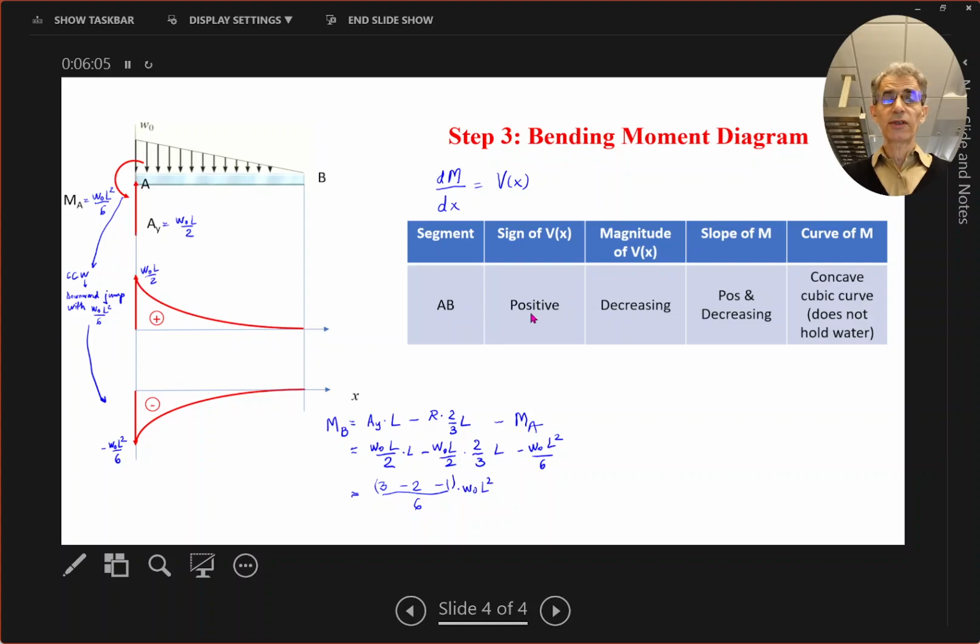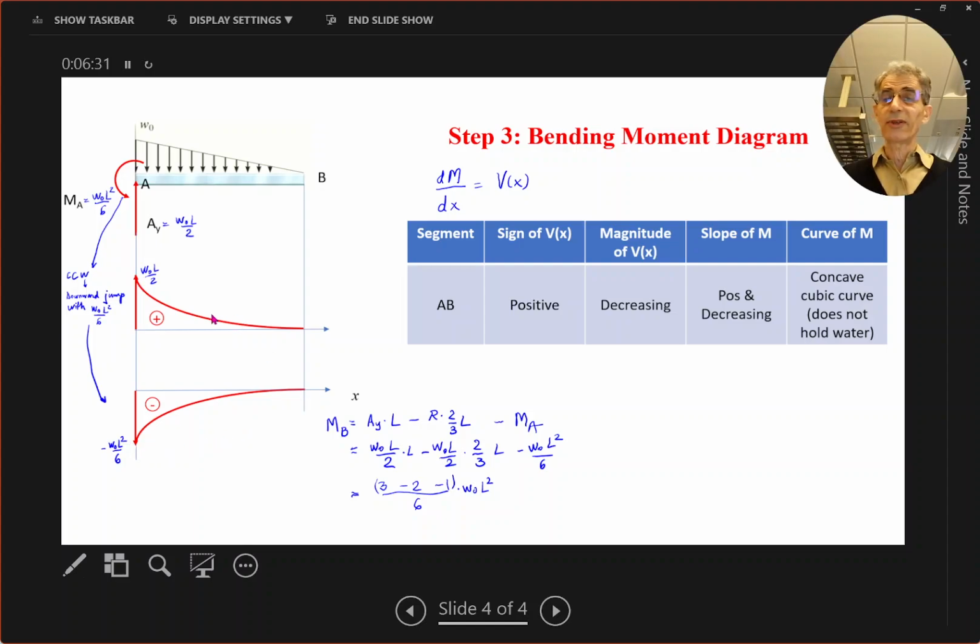We focus when we look at that, like for the sign of the shear force and for its magnitude. The sign is positive and the magnitude keeps decreasing. So the slope for this moment function should be positive and keep decreasing. Again, it's not going to be the other way.